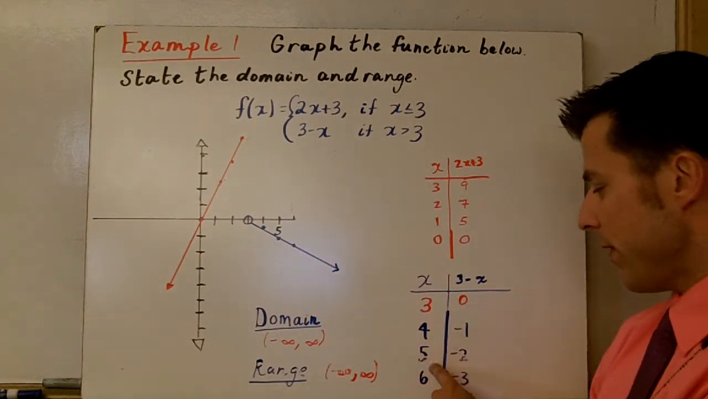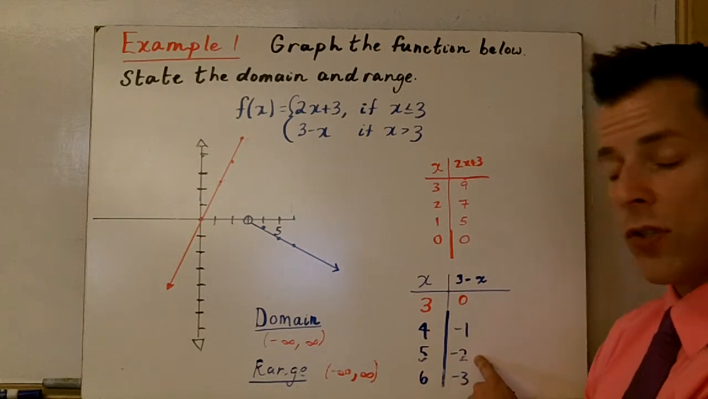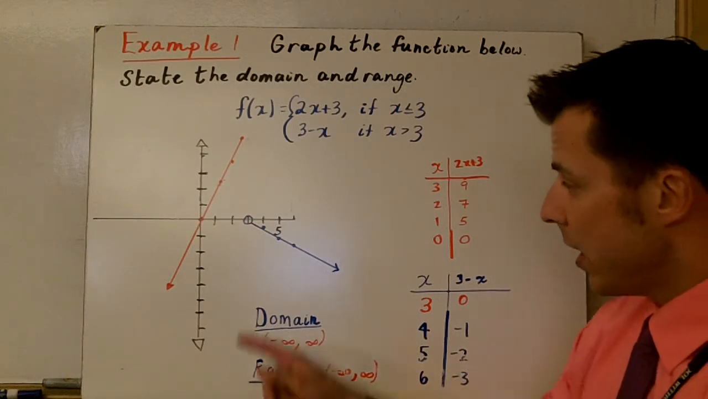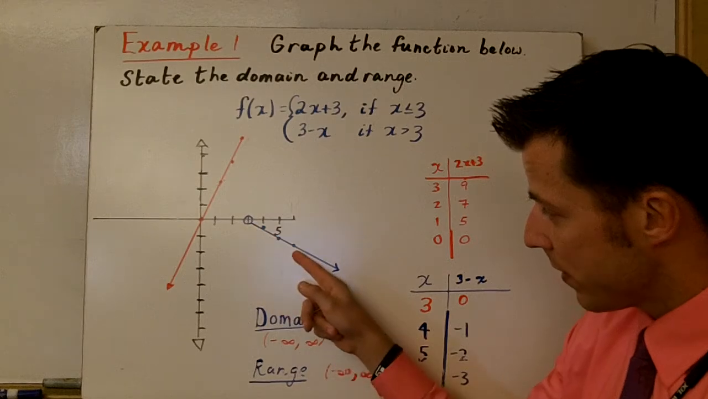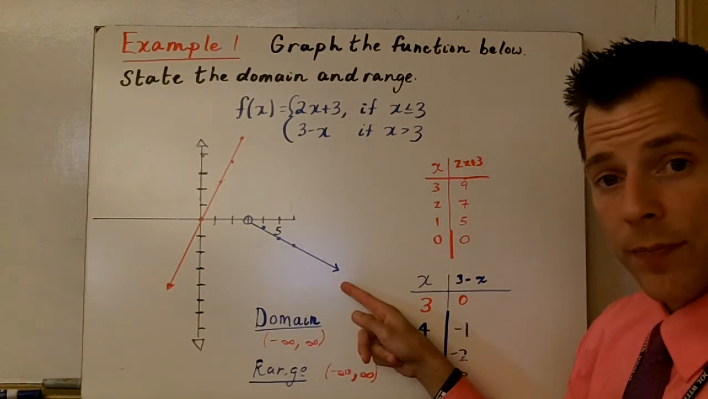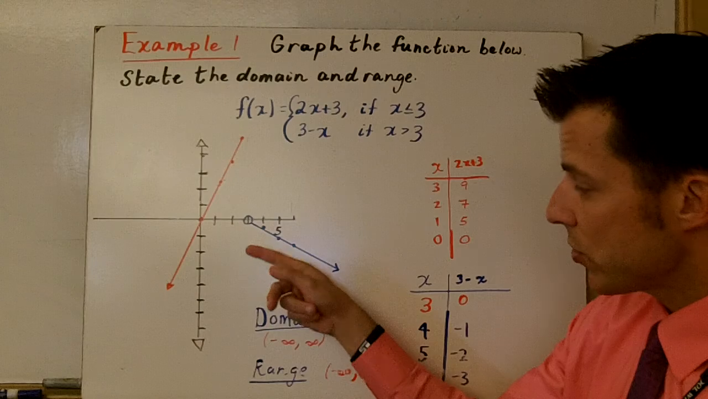I plug in 4, 5, and 6, and I get negative 1, negative 2, and negative 3 respectively, and I plot those points and I graph my function. These are both linear, and so are these graphs.